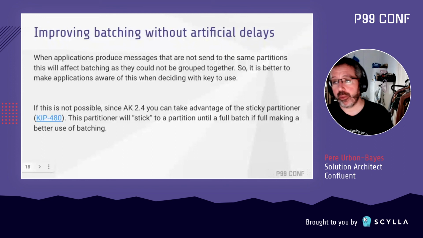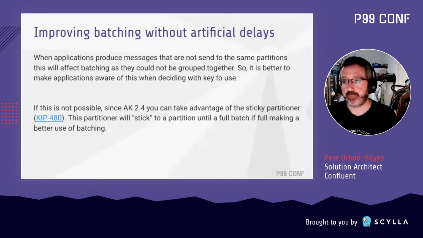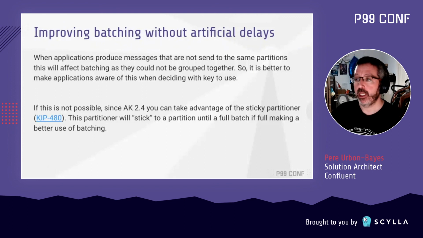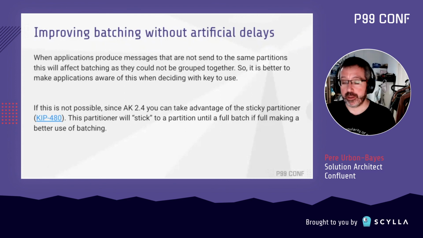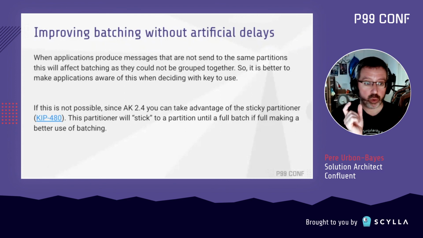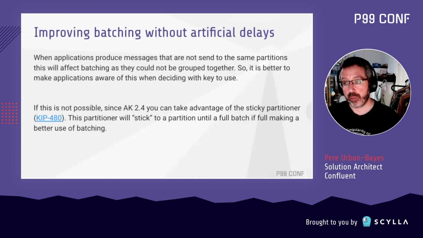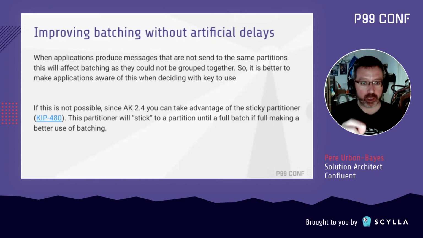If you want to improve batching without artificial delays, note that when applications produce messages that are not sent to the same partition, it will affect batching. So it's better to make applications aware of which key to use. If that's not possible, in Apache Kafka 2.4 there is the sticky partitioner, which really improves latency and performance by sticking to a given partition until a whole batch is full.